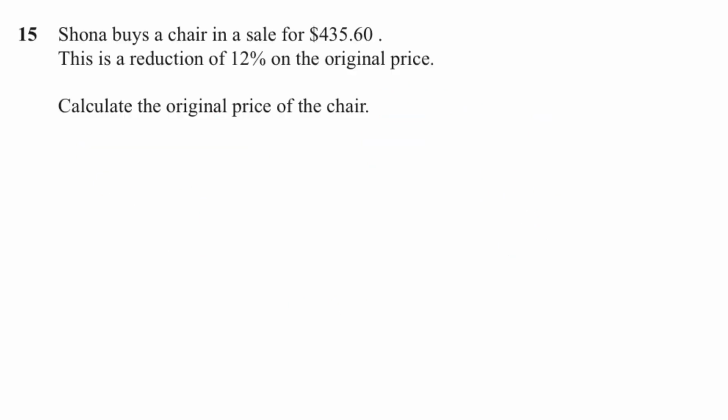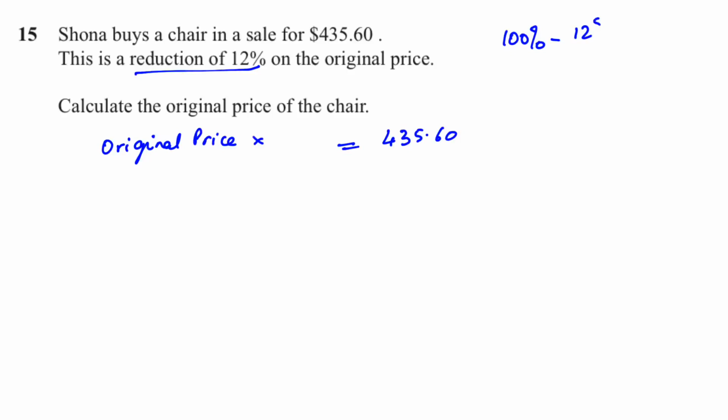Next question. Shona buys a chair in a sale for $435.60. This is a reduction of 12% on the original price. Calculate the original price of the chair. So the equation is original price times the percentage is equal to $435.60. If it is a reduction, you will do 100% minus 12%. That will give us 88%. So original price times 88% will give us the new price.